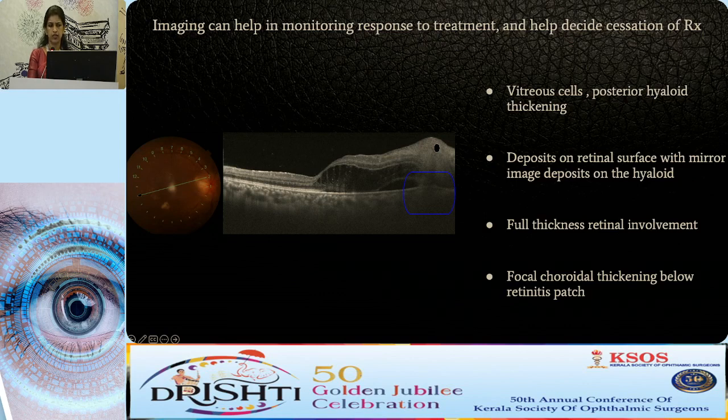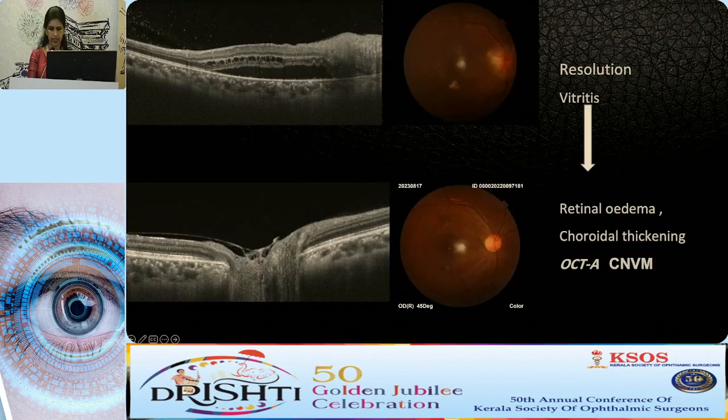On the OCT in the acute stage, you can have vitreous cells, posterior hyaloid thickening, and deposits on the retinal surface with mirror image deposits on the hyaloid. There is full thickness retinal involvement, the green, that is the full thickness retinal involvement there. And in contrast to viral retinitis, you can see that there is a focal choroidal thickening. The blue oval is the focal choroidal thickening below the retinitis patch.